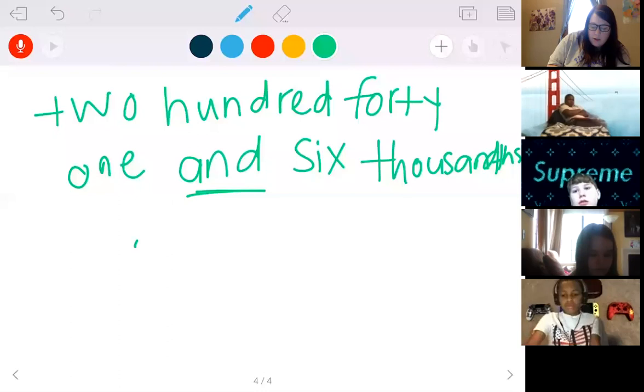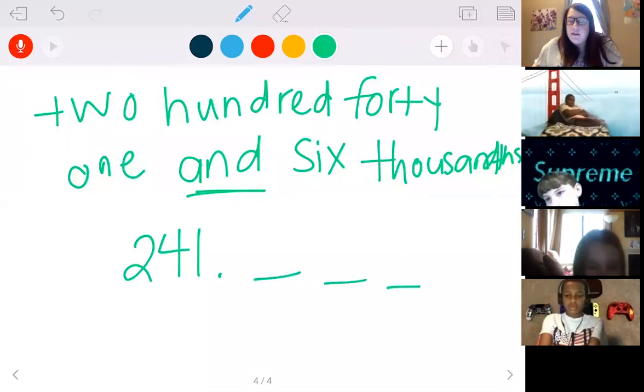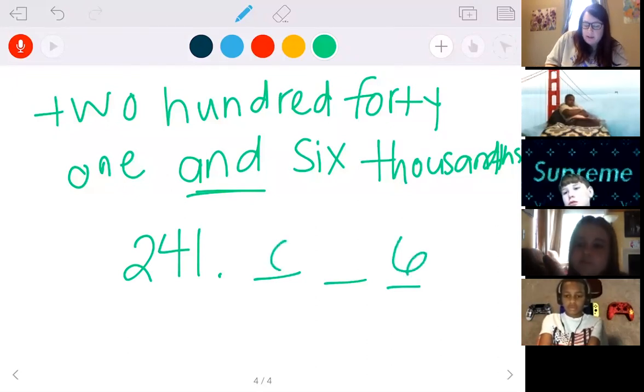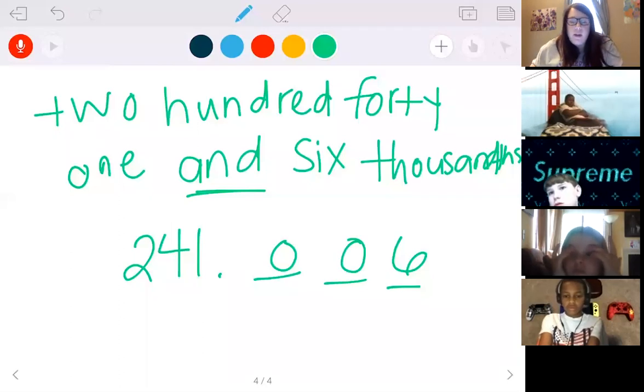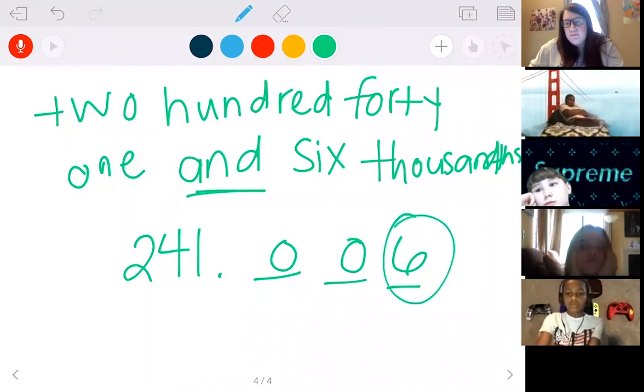So 241, I'm just going to write that down. Decimal for the word and. Look at 6 thousandths. I know thousandths is going to have 3 lines or 3 spots. 6 thousandths would look like this. 6 with 2 zeros before it. So 241 and 6 thousandths would look like that. So if it helps you, you can put the little dashes when you do it, or just think, okay, 6 thousandths, thousandths has 3 spots. If it's 6 thousandths, the 6 has to go in the thousand spot. Okay.